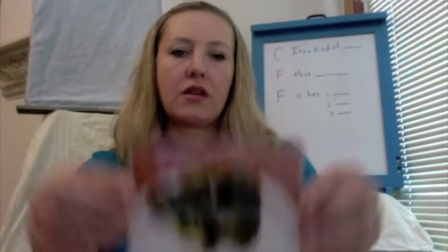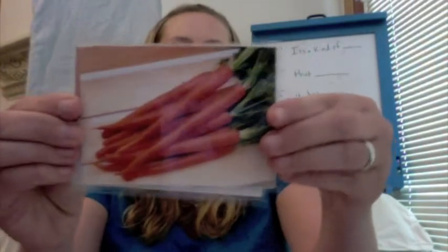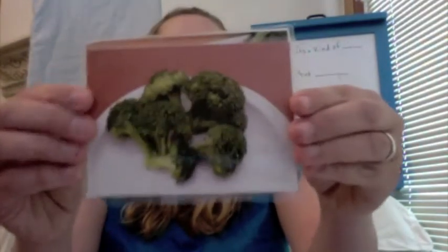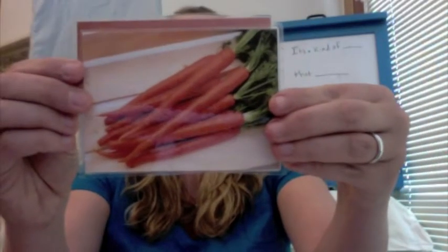Okay, let's try some. Let's talk about some vegetables. Let's name some vegetables. Broccoli, carrots. Vegetables are usually green. I'm going to think of some other vegetables. Peas, spinach, squash are more vegetables. What's your favorite vegetable? My favorite vegetable is probably broccoli.